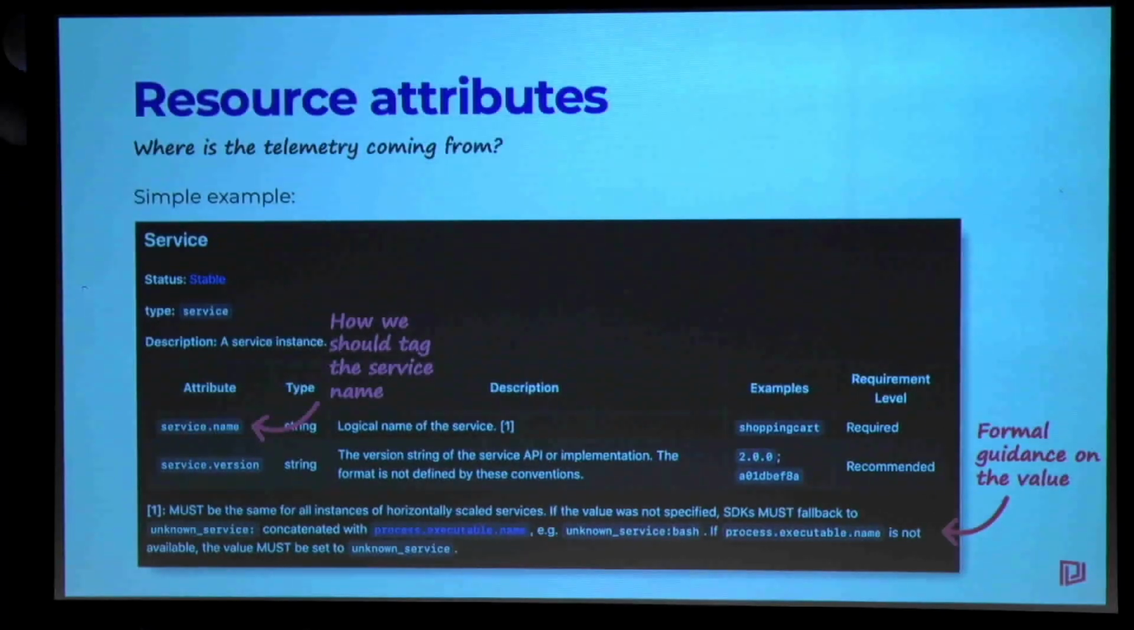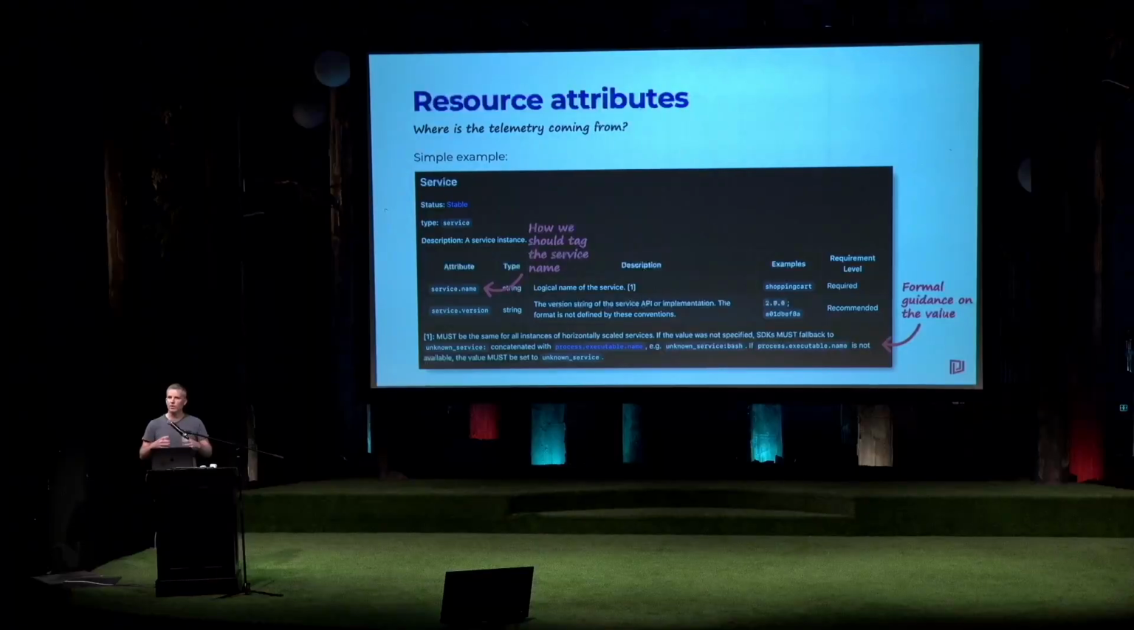But what's really cool about semantic conventions is it even explains what the value should be. So here it's even explaining that it should be the same for all instances of a horizontally scaled service. If it's not specified, use unknown_service with the executable name, or just unknown_service if we don't know the executable name. So really nice prescriptive information, guidance around what values we should actually be using. So that's a very simple one.